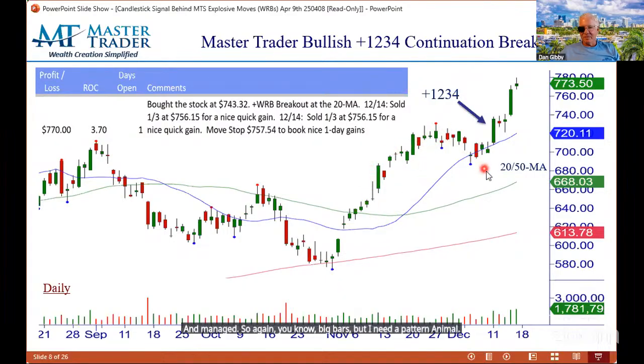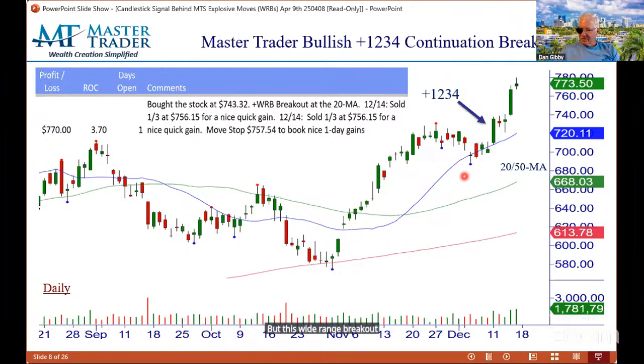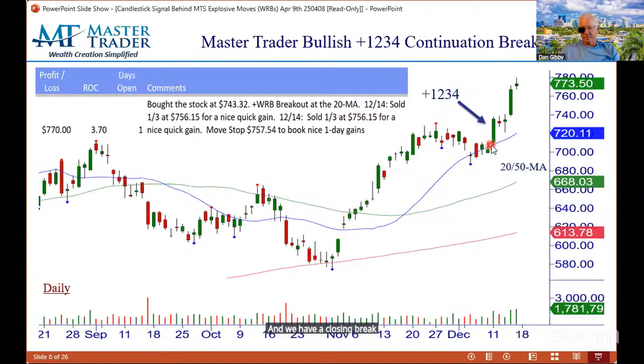Swapping around. Now another wide range breakout at the 20 period moving average. This is 20, 50, 200. Greg and I are always talking about other concepts. It's not just, hey, we're buying this 1, 2, 3, but this wide range breakout occurred from this small little breakdown failure. So that's just another piece of information which says that's good. We're in an uptrend, short, intermediate, long term, and we have a closing breakout of this bar.